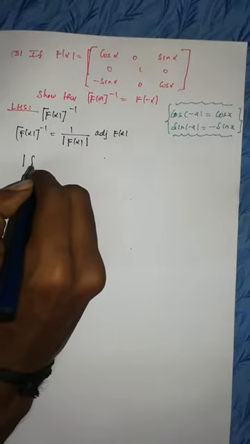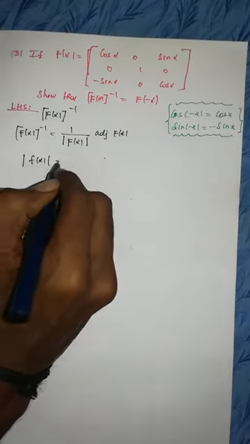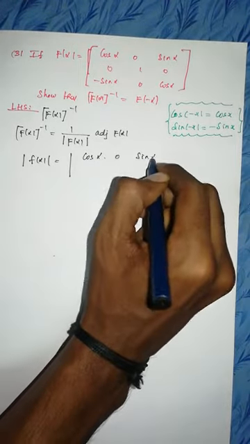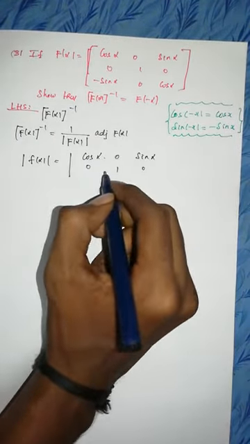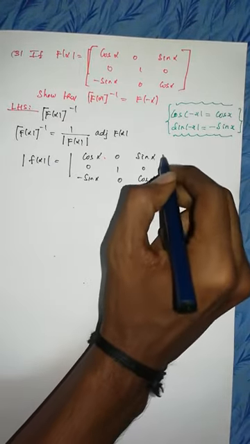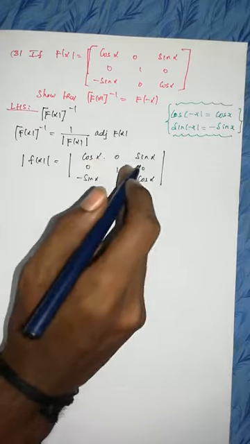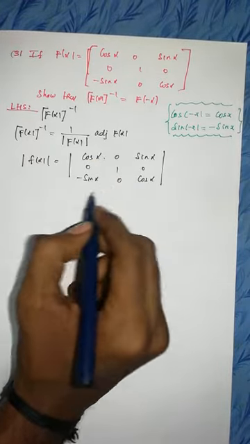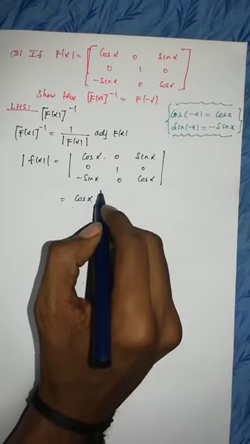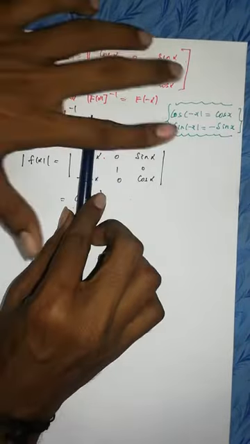So determinant of f of alpha is equal to determinant of cos alpha 0 sin alpha, 0 1 0, minus sin alpha 0 cos alpha. So I want to again find the determinant, which is cos alpha, and then you omit the corresponding row and column.